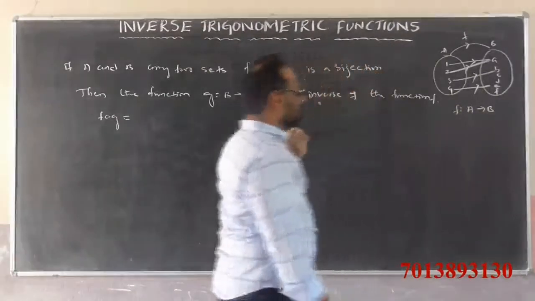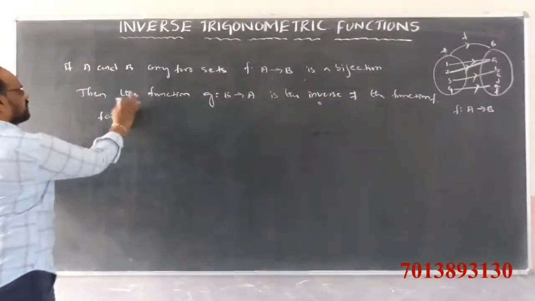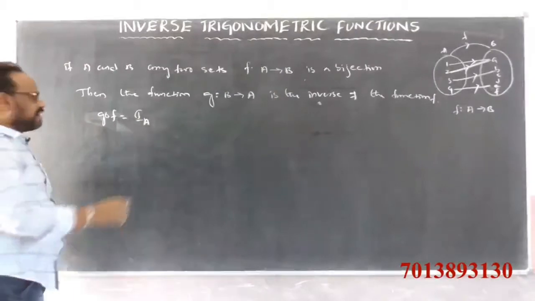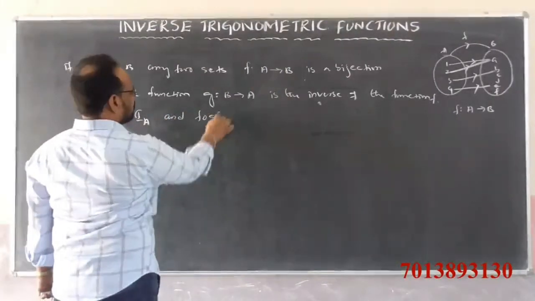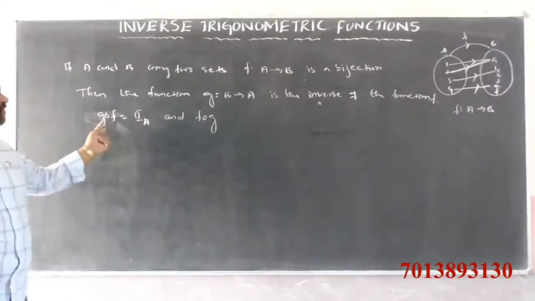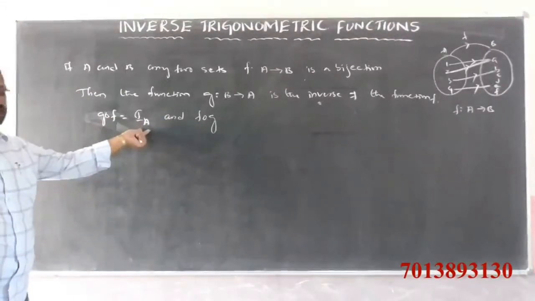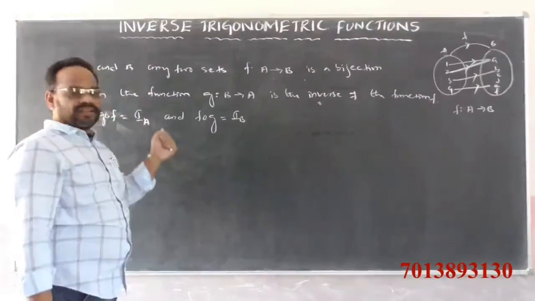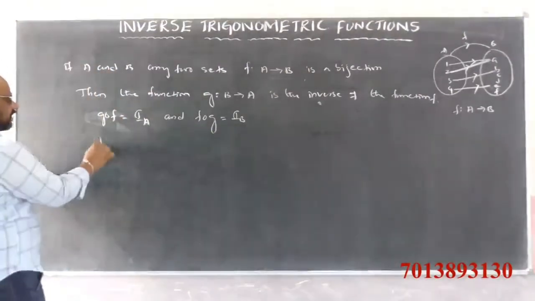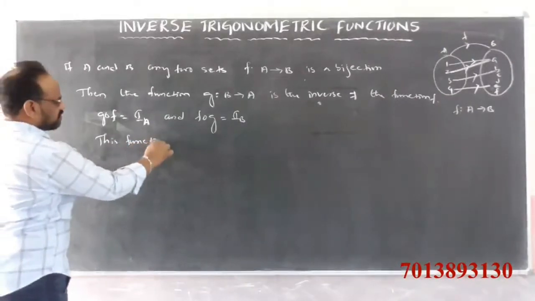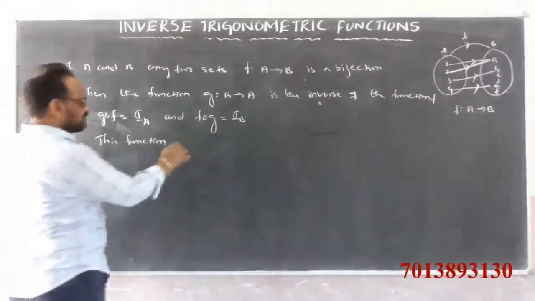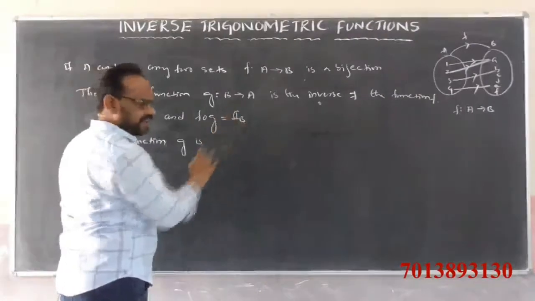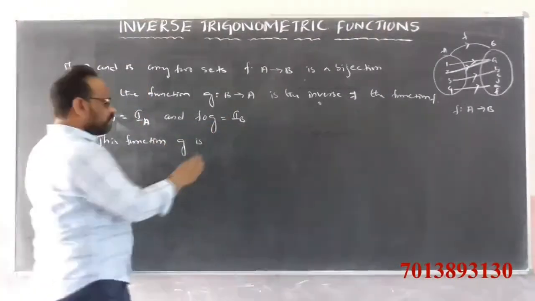So G circle F is equal to identity on A, that is I_A, and F circle G is equal to identity on B, that is identity on B. This function G satisfies G circle F equals identity on A and F circle G equals identity on B. That means this function G is unique.